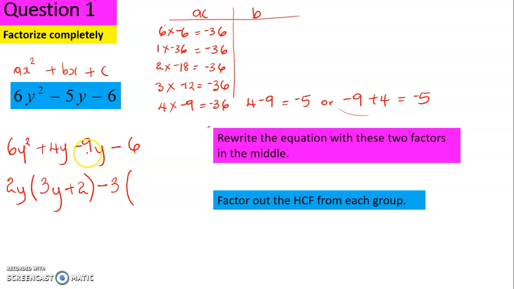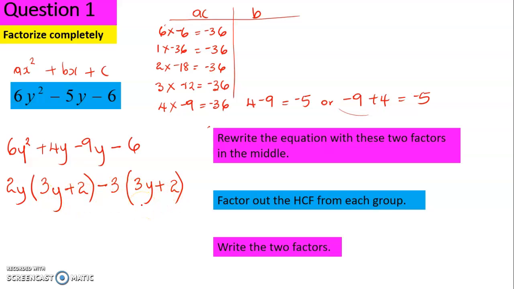Now, negative 3 into negative 9y will give us positive 3y. Negative 3 into negative 6 will also give us a positive 2. Now you realize we have the same thing in both brackets. All we need to do is to write down the two factors. So our first set of factors would be 2y minus 3 in one bracket, and in our second bracket, 3y plus 2. So now we have our quadratic expression factorized completely.